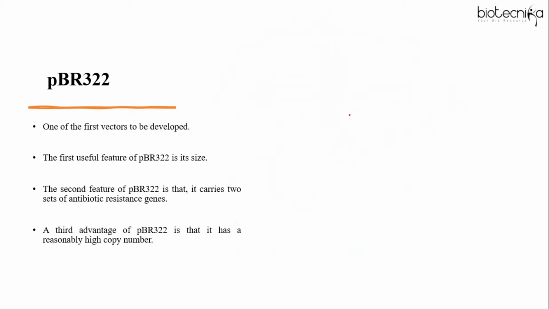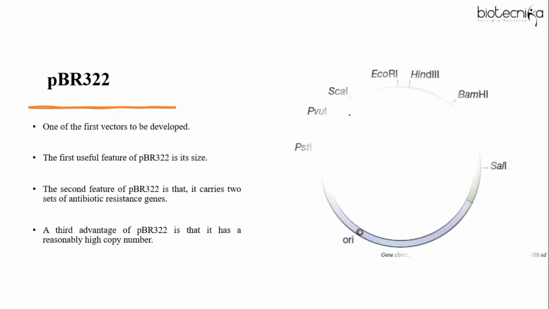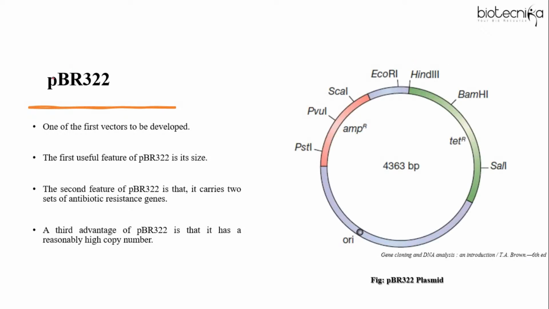I would quickly like to tell you about the plasmid. One of the first vectors that was developed was PBR322. If you look at the nomenclature, the P stands for plasmid, indicating that it is indeed a plasmid. BR identifies the laboratory in which the vector was originally constructed, that is, B for Bolivar and R for Rodriguez. These two scientists developed this vector. And 322 distinguishes this plasmid from others developed in the same laboratory.